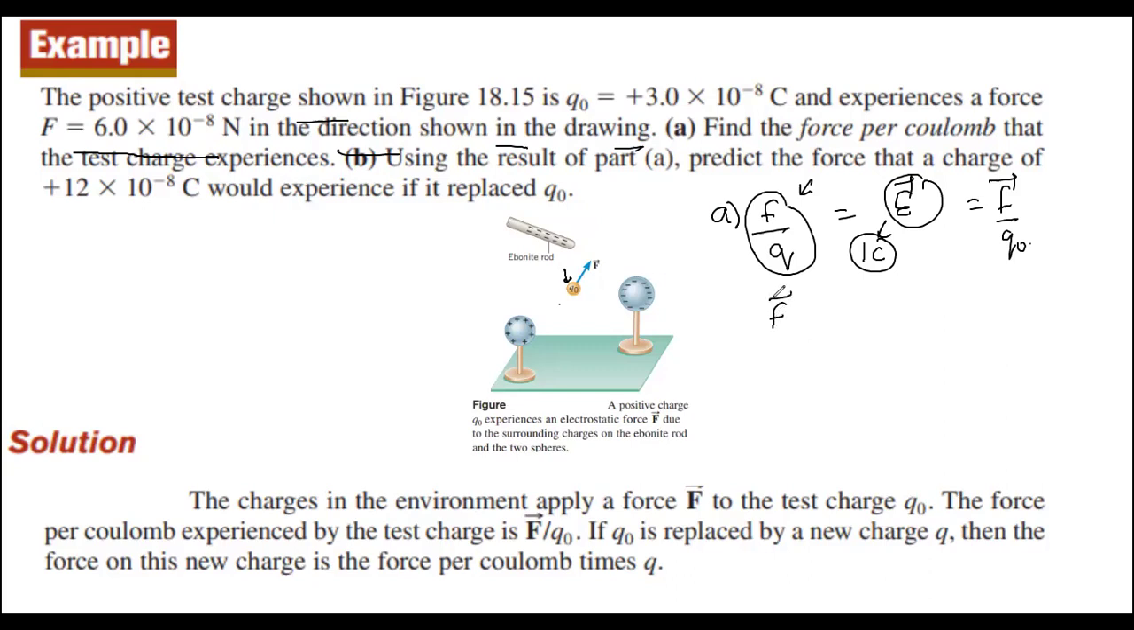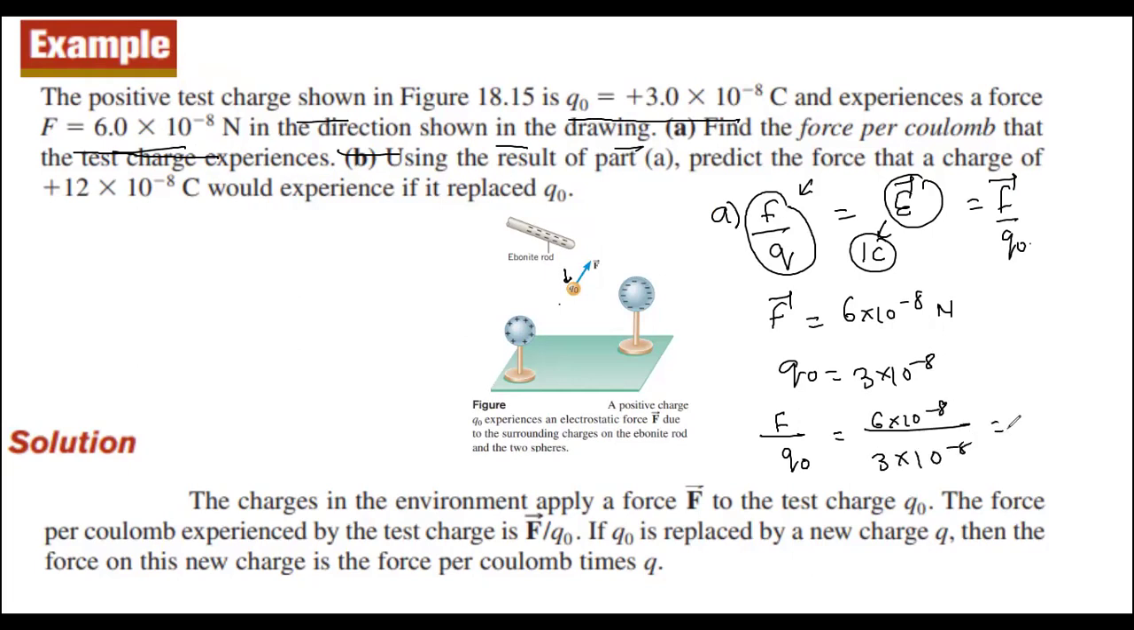Let me write the values. F is given over here, 6 into 10 to the power minus 8 Newton, and Q naught is 3 into 10 to the power minus 8. They're asking me to find force per coulomb, so force per unit coulomb. How do I find that? By putting the values, 6 into 10 to the power minus 8 upon 3 into 10 to the power minus 8, which is 2 newtons per coulomb. Sorry, 2.